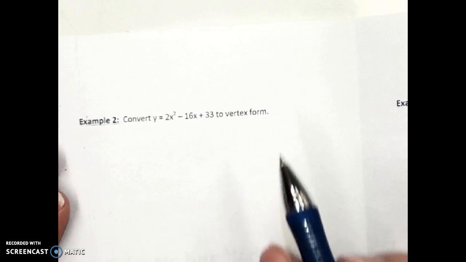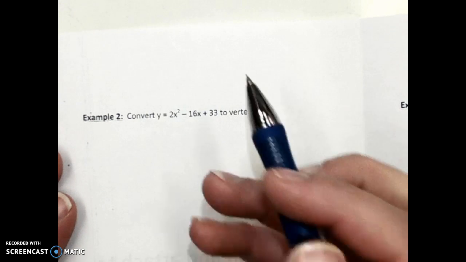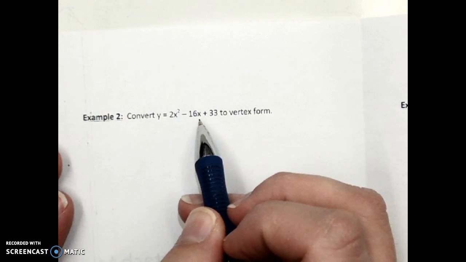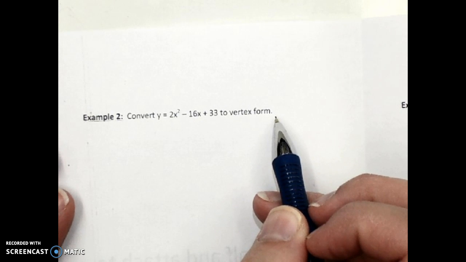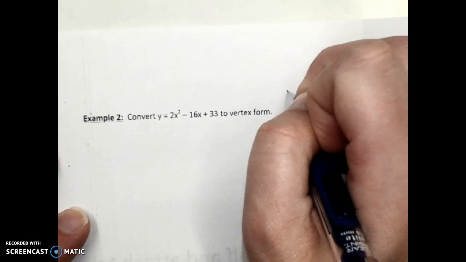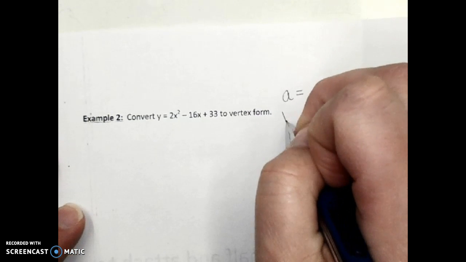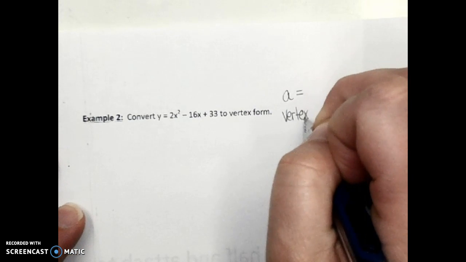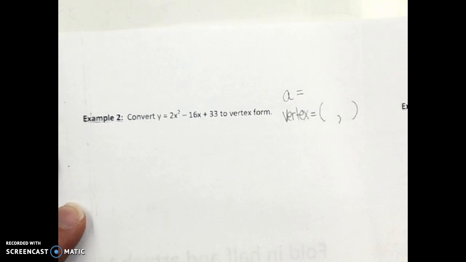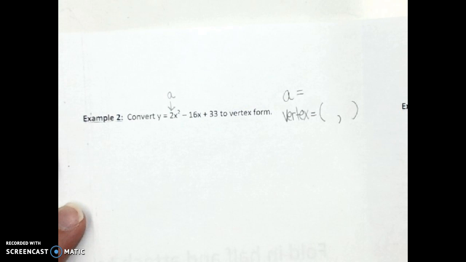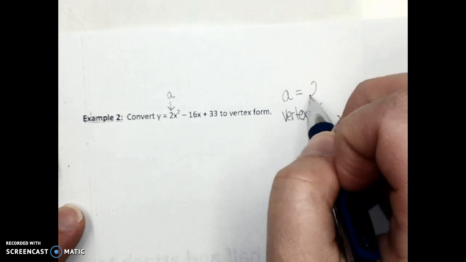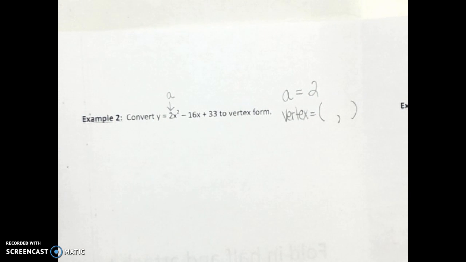So this is standard form. I know it's standard form because I have x squared and x. I need to take it to vertex form. That's the one with the parentheses. So I need A, and I need my vertex. A is the number in front of x squared. That's given to me. I look at my standard form equation, and that's 2. I need to find my vertex.